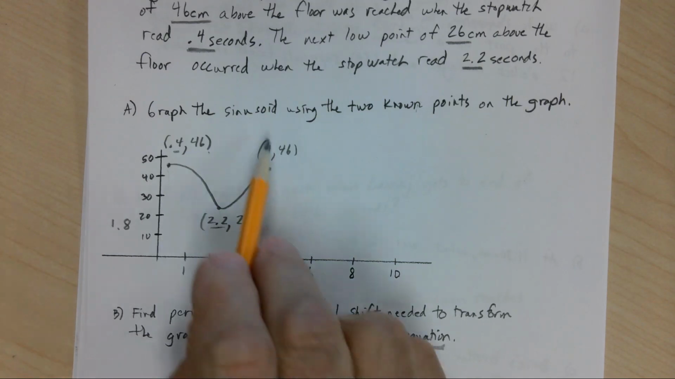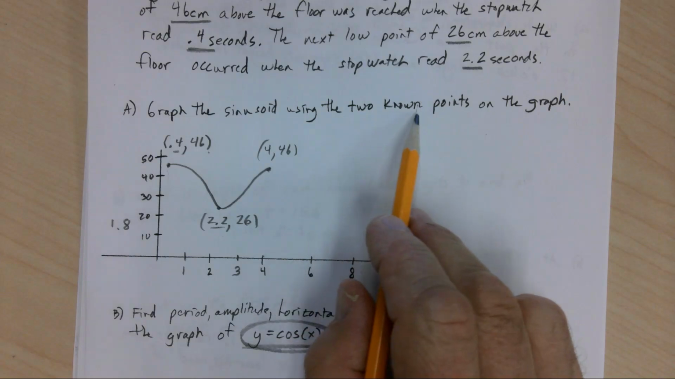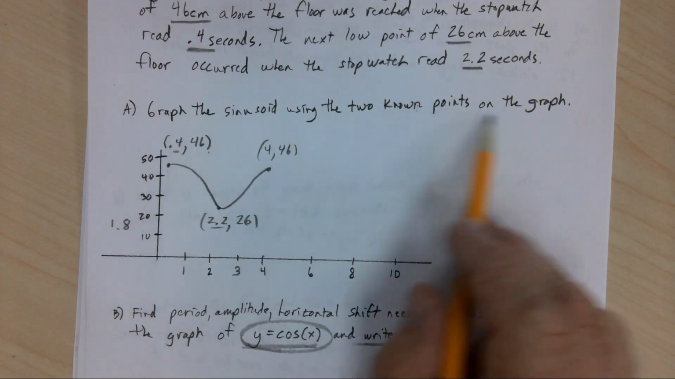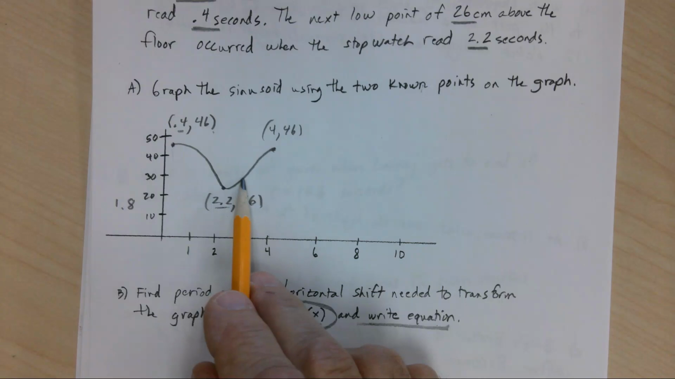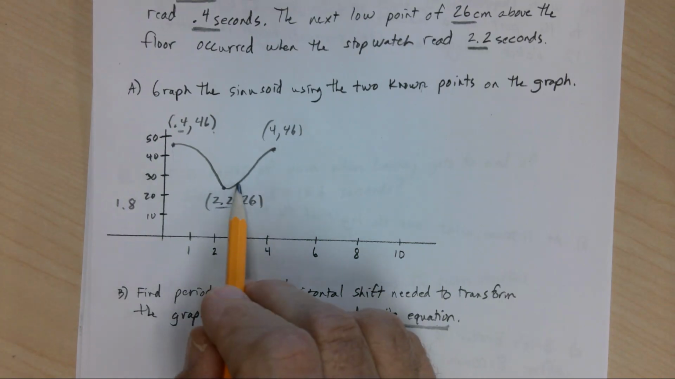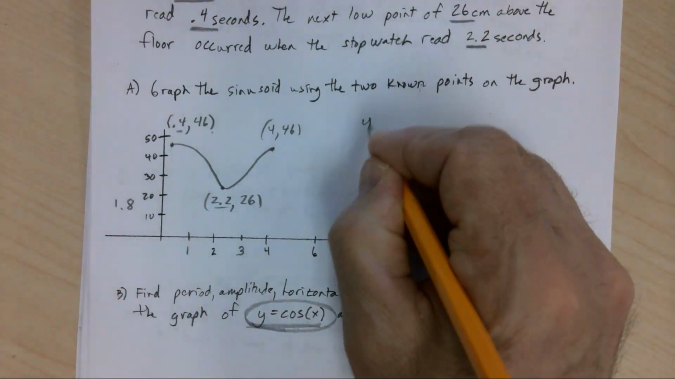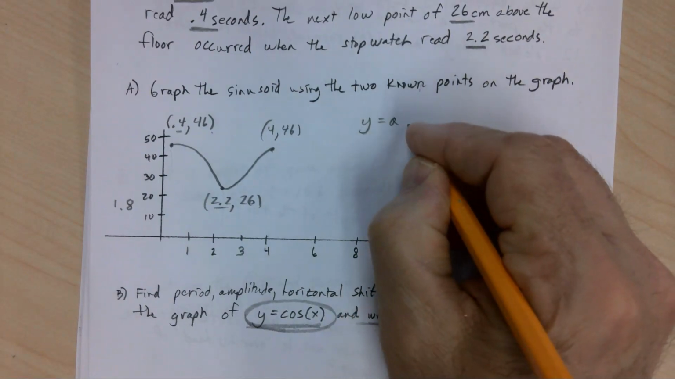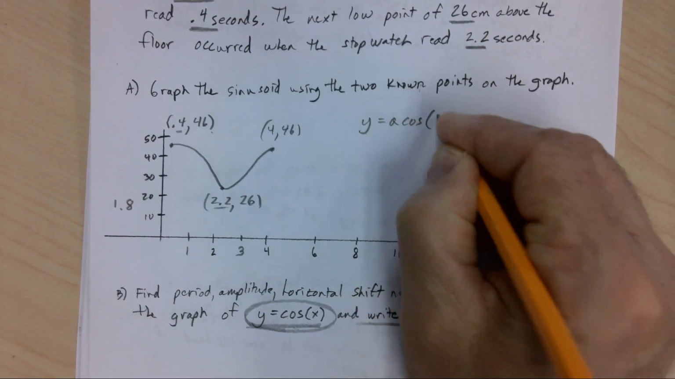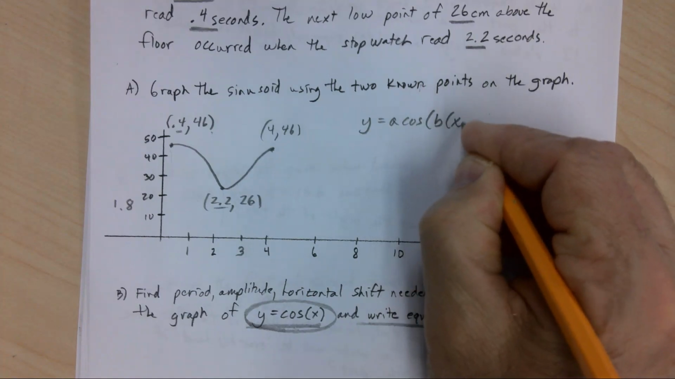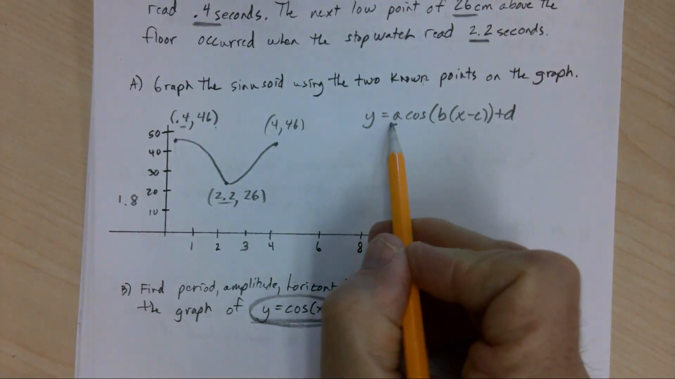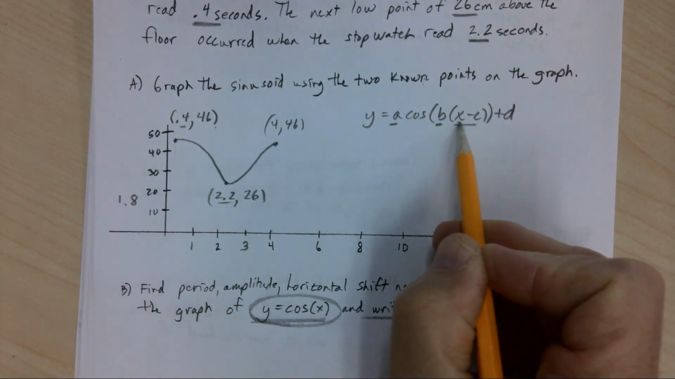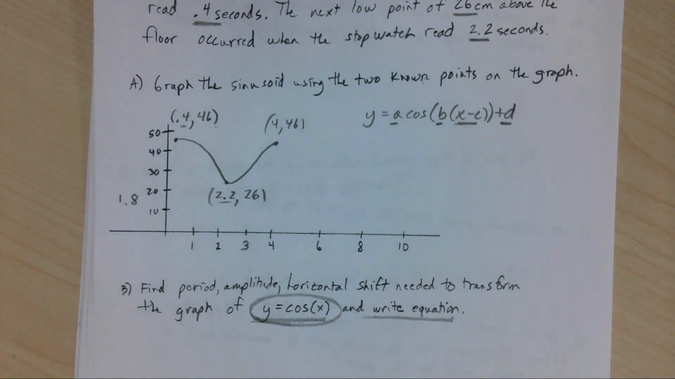It says graph the sinusoid using the two known points on the graph. We did. Now it says find the function that captures this in terms of cosine. We have to remember there's a whole bunch of letters that we need to be in control of, and here they all are. We have to find the amplitude, the period, and whether it moved right or left and up or down. Well, all of that happened.